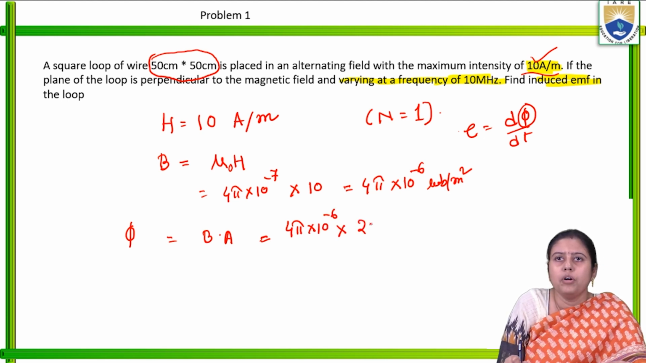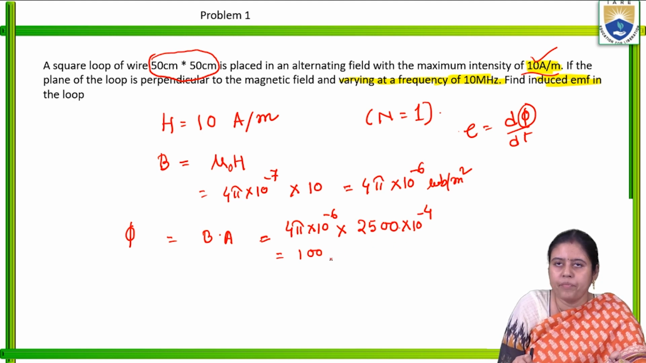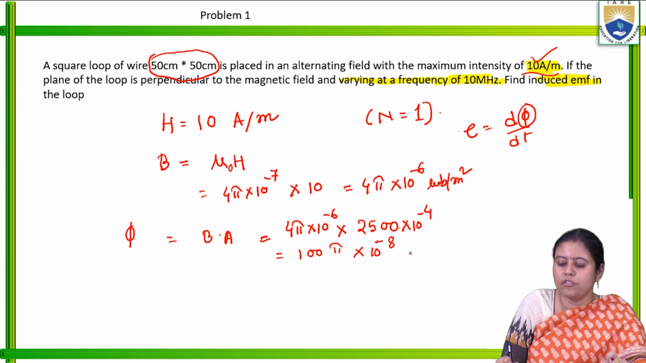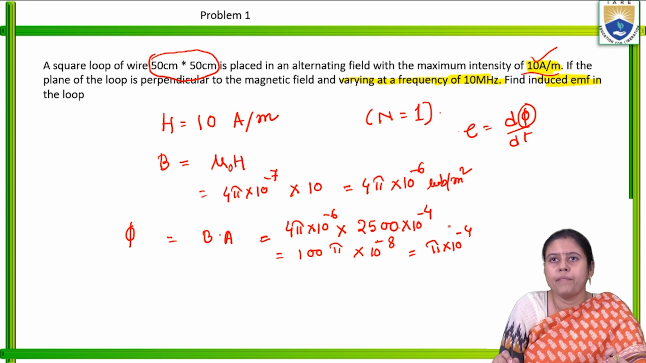And what is the value? 50 centimeter into 50 centimeter means 2500 centimeter square. We are changing the centimeter square into meter square. So what is the value? So it is 100 B into A. So if we calculate it, 4 pi into 100 into 10 to the power minus 2 minus 6, 100 pi into 10 to the power minus 8, or pi into 10 to the power minus 4. So we got the value of phi.